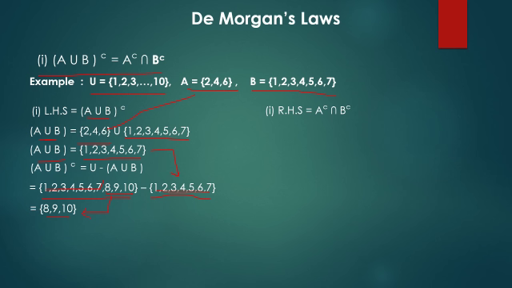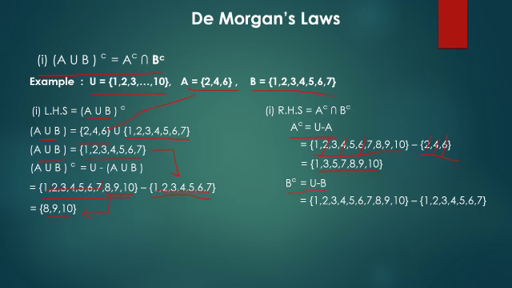Now the right hand side, A complement intersection B complement. First we take A complement. Remember that A complement means that you are going to take the difference with U, that is the universal set. Universal set, then the set A. So cut down the common elements, and the remaining elements of U is the difference, that is A complement.